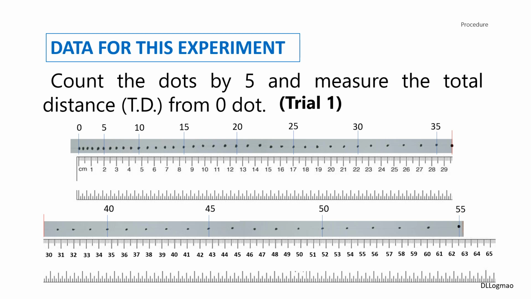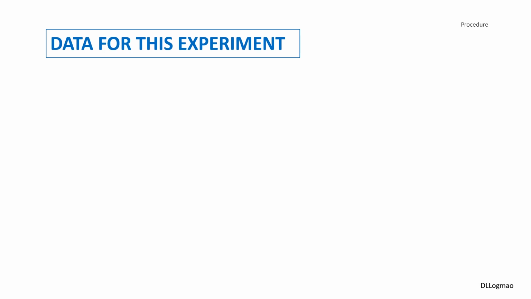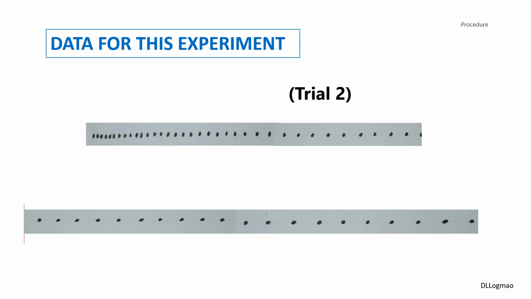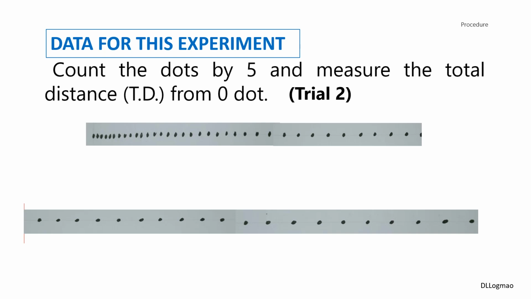For trial 2, this is the paper tape with recorded dots. The first clear dot is counted as 0. The succeeding dots, count and mark every 5 dots. 0, 5, 10, 15, 20, 25, 30, 35, 40, 45, 50, and 55.